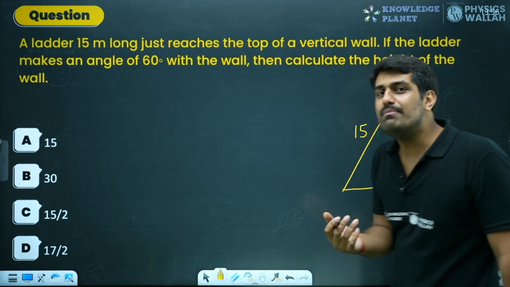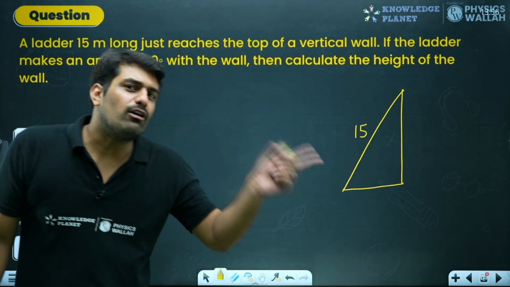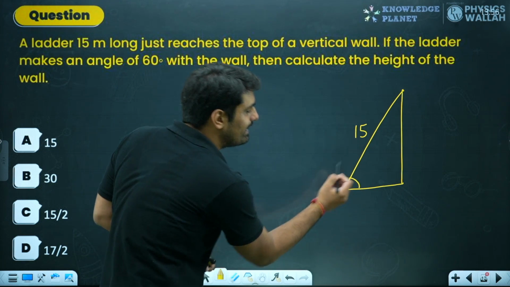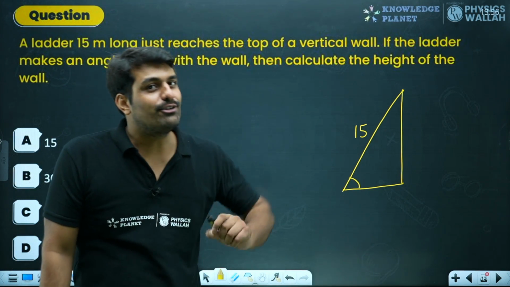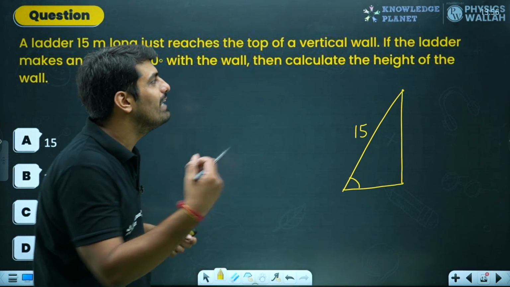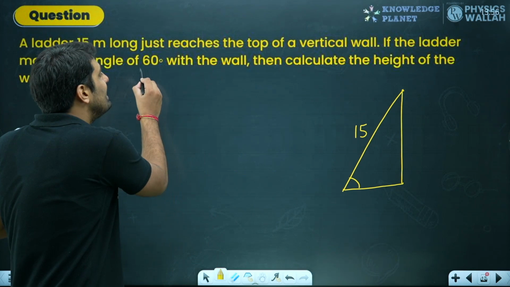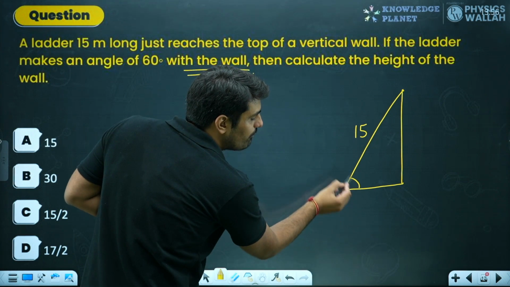Now, what kind of mistake will a student make in this particular problem? They will not see here or there. They will directly make this angle as 60 degree. But that is the point. I always say, always read the question multiple times. What happens? You will get to know your mistake. The ladder makes an angle 60 degree with the wall. Not with the floor. With the wall.